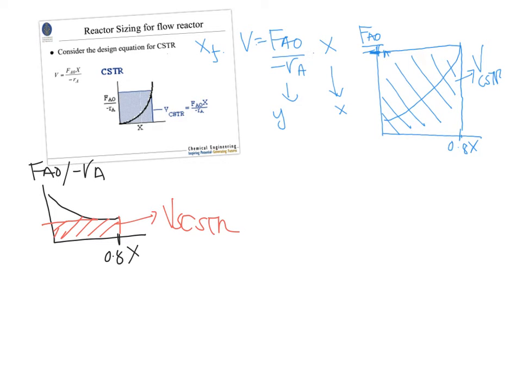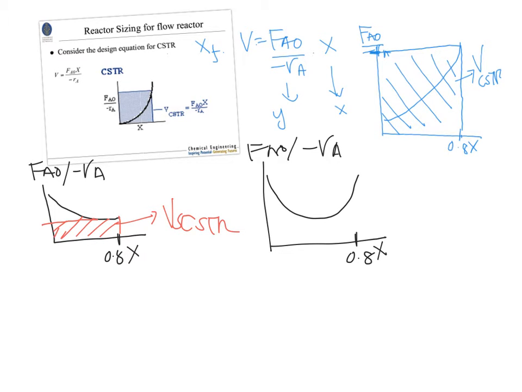If you have another plot of X and FA0 over minus RA, say your plot is something like this, and your final conversion is 0.8 here. The volume of your CSTR will be from 0.8 go up, touching the plot, and then go here. So your volume of CSTR will be this one. Remember, always the final conversion.